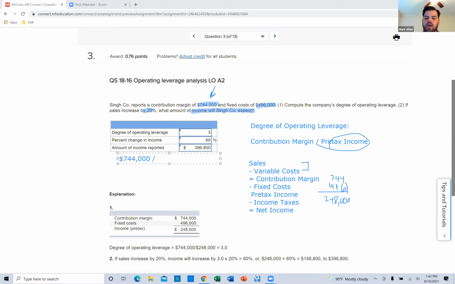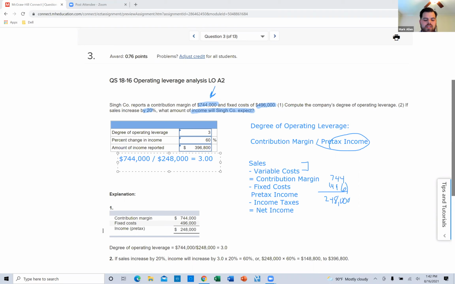And I have my pre-tax income of $248,000. And when I do that, that comes out to actually a nice clean 3.00, right? That's exactly 3. So you say, well, that's great. But what does that mean? All right, so what this is telling me is that the way my company is structured, for any percentage change in sales, that will be reflected threefold in income, right? That will be reflected threefold in that pre-tax income number.